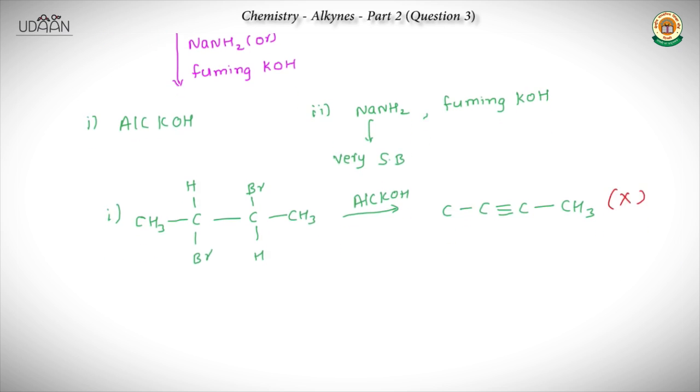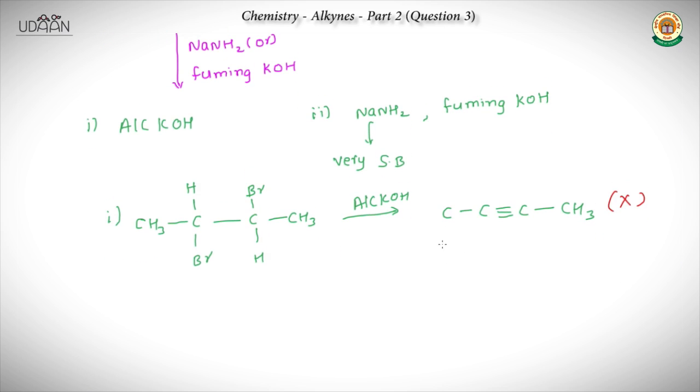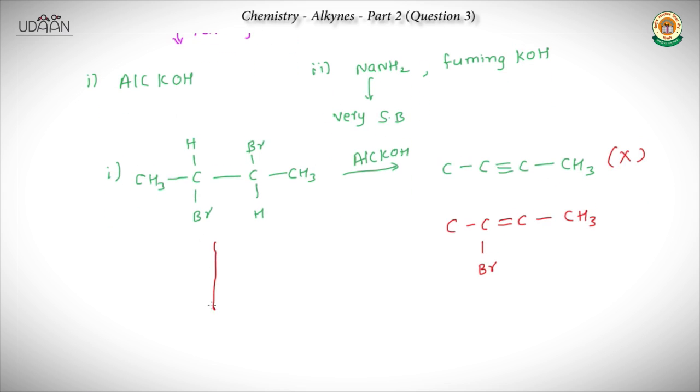Why, Gopi? Can you explain? Yeah, I'll explain it now. I'll come back to it in a short while. And the answer is CH3 C double bond C Br CH3. Now for the second pathway, if you take it, you will get, as expected, the alkyne. Now let's look into the reason for it.